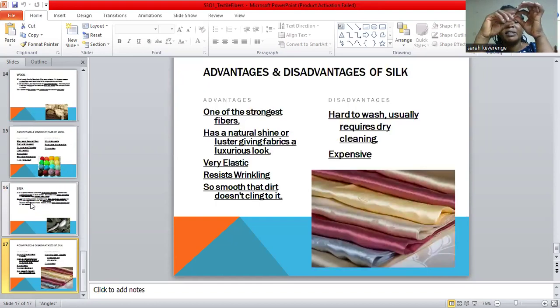What are the advantages of silk? It is very strong, very lustrous, very elastic, resists wrinkling, and is so smooth that dirt doesn't cling to it. The disadvantages are that it is hard to wash, requires dry cleaning, and is very expensive.